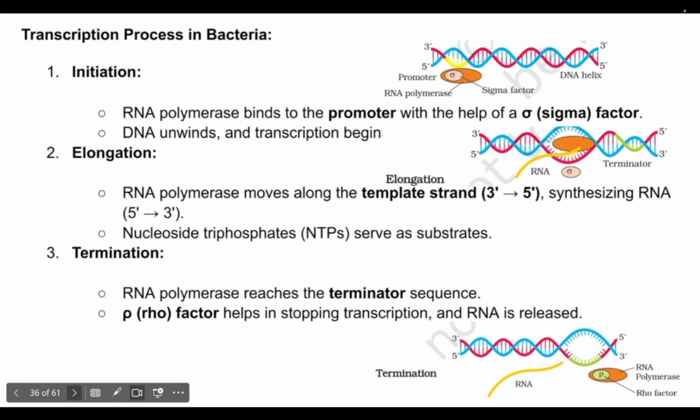Then the last step, termination. During elongation, the RNA will keep on elongating. Then finally, when the terminator sequence comes, the rho factor will come and attach to the RNA polymerase, and this rho factor will stop transcription, and in this case the RNA is released. So in these three steps, the RNA is synthesized and released.